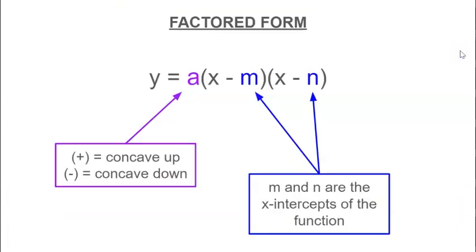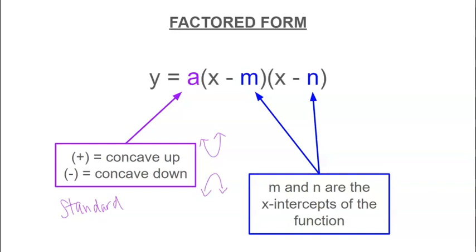So first, factored form looks like this: y equals a times the quantity x minus m times the quantity x minus n. The a value will again tell you if it is concave up or concave down. Concave up is just the U shape opens up, concave down opens down. And this is the same as standard form. In standard form, that a value also tells us if it is concave up or down based on positive versus negative. And so does vertex form. So that is consistent in all quadratics.